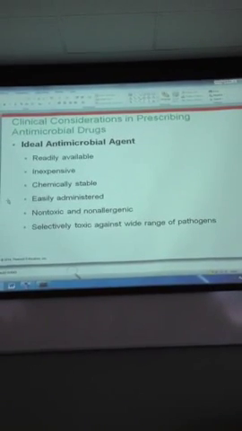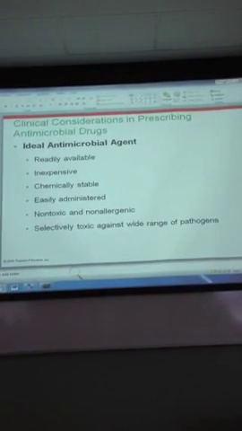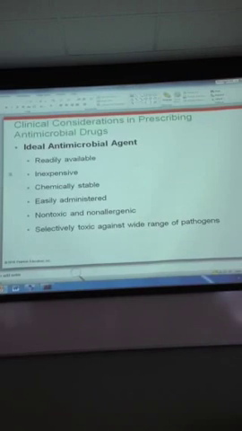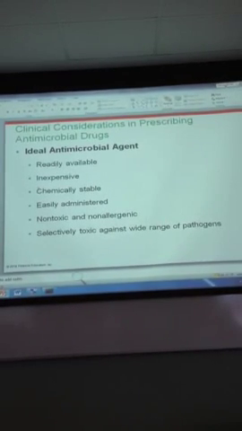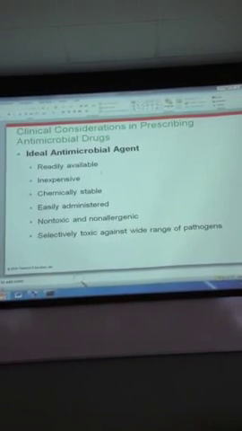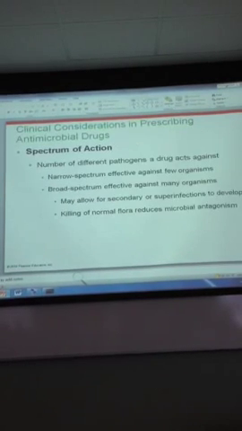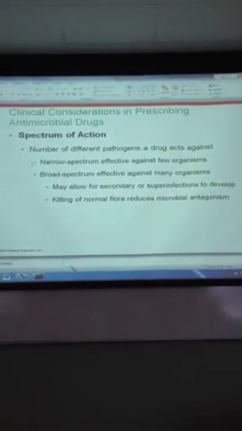Okay. I'm looking for spectrum of action, but I'm not seeing it here. It'll come up. Okay. Antimicrobial drugs. What do you want? All the good stuff. And here's spectrum of action.